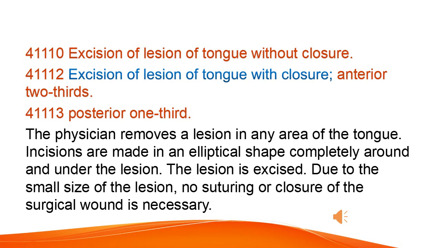Excision of lesion of tongue without closure. Excision of lesion of tongue with closure, anterior 2/3, posterior 1/3. The physician removes a lesion in any area of the tongue. Incisions are made in an elliptical shape completely around and under the lesion. The lesion is excised. Due to the small size of the lesion, no suturing or closure of the surgical wound is necessary.